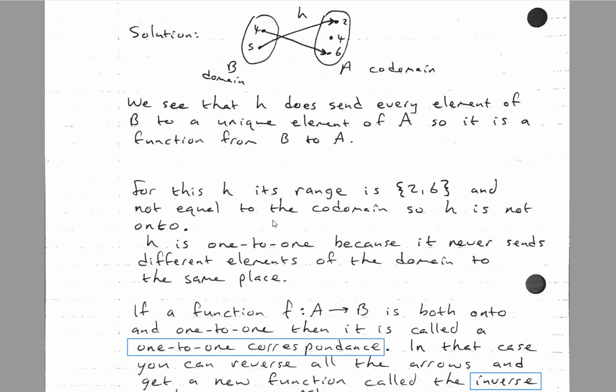So being onto, that's the main property of a function. The other one is being one-to-one. One-to-one means that a function's one-to-one if two different elements in the domain always get sent to different elements in the codomain. So this function is one-to-one because 4 and 5 get sent to different places. If 4 went to 6 and 5 went to 6, then this function would not be one-to-one.